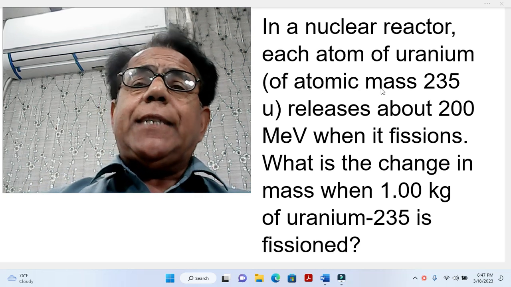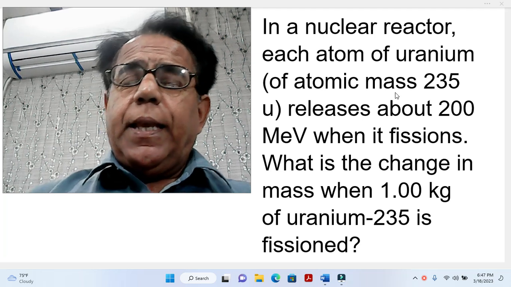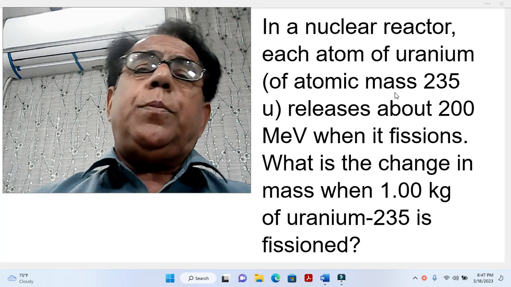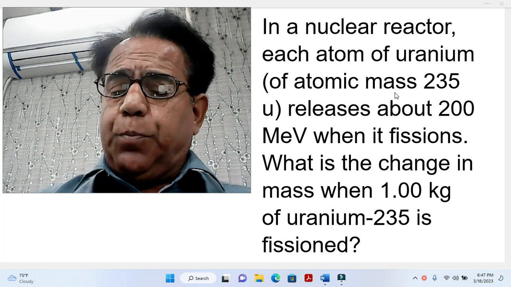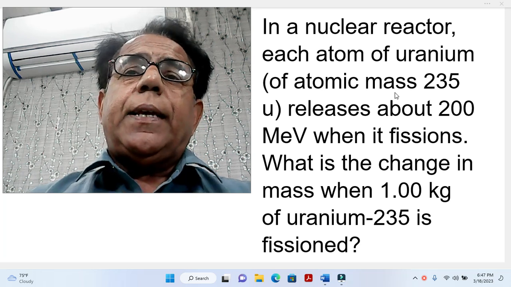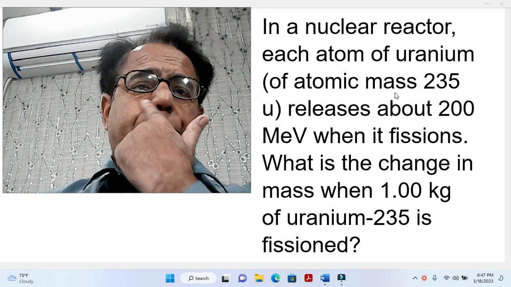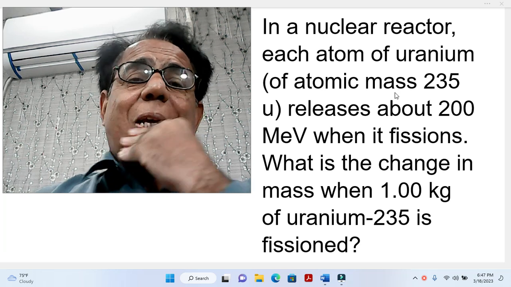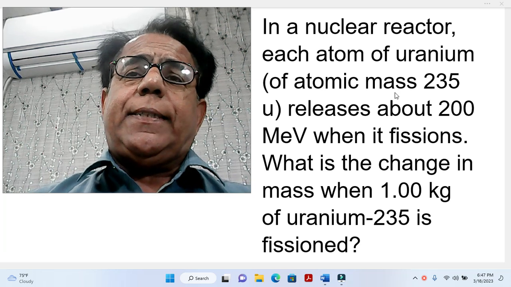This is our next problem, and again this problem has been selected from the book Modern Physics by Kenneth S. Crane. As usual, we first come toward its statement.